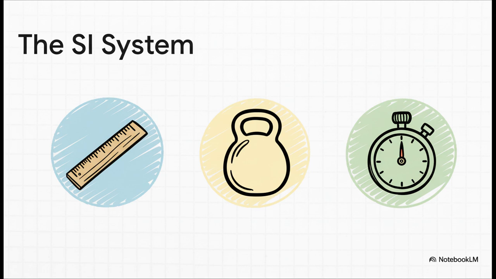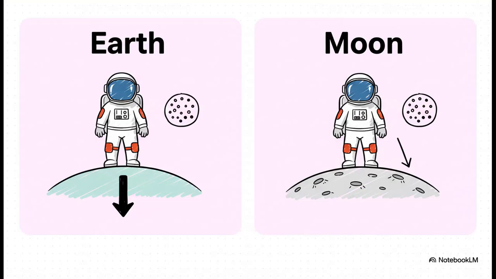At its very core, you've got the meter for length, the kilogram for mass, and the second for time. This is the universal language of science and engineering. And this brings us to a really crucial distinction, one that trips people up all the time. Mass is just the amount of stuff something is made of. We measure that in kilograms. Weight, on the other hand, is a force. It's the pull of gravity on that mass, and we measure it in newtons.